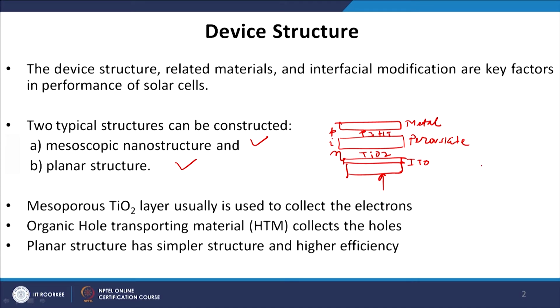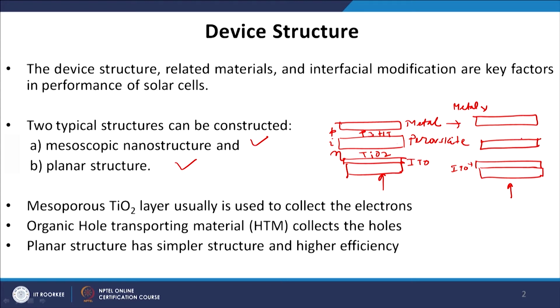On the other hand, let us look at the other figure. You have the same ITO here, which we have deposited on the glass substrate, and we have this top metal electrode. This is the metal electrode, light is falling from here. In between I have a sandwich layer of perovskite.